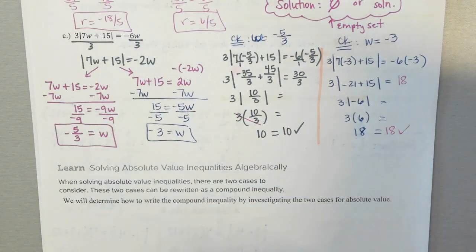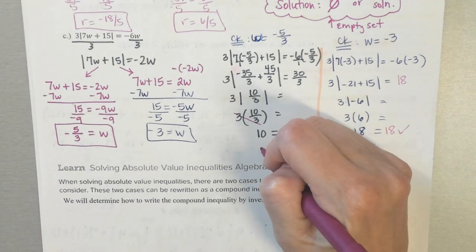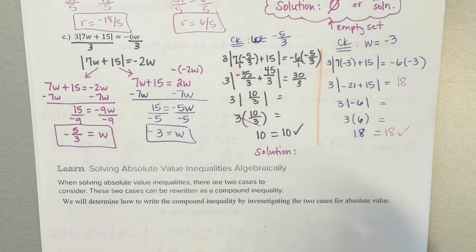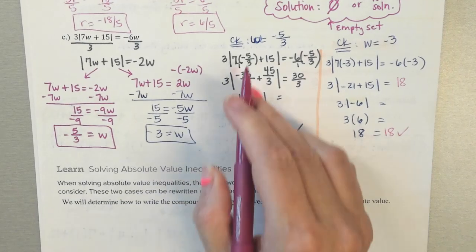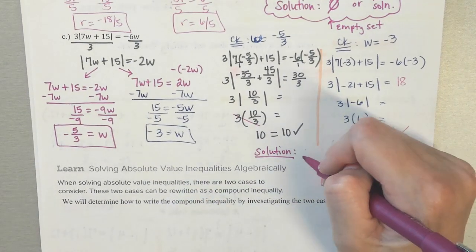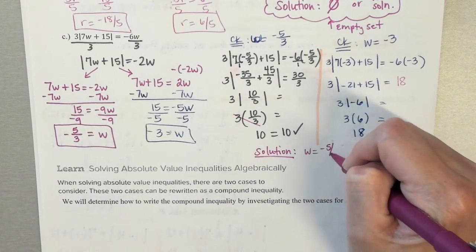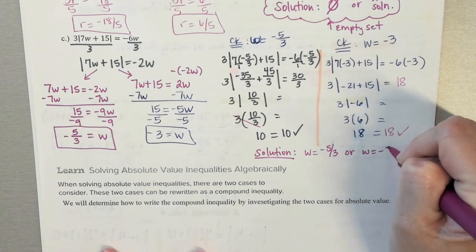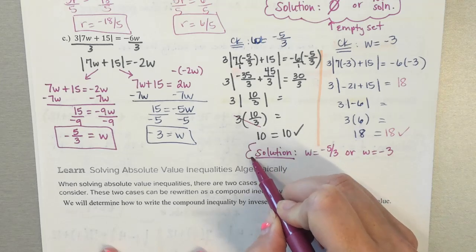All right, so remember, one of the possible outcomes is you could have two solutions. If you have two solutions, again, make sure that you don't write 10 and 18. That's not the solution. It's what you plugged in. So your solution is W equals -5/3 or W equals -3.